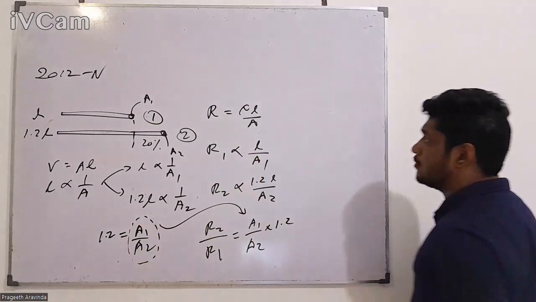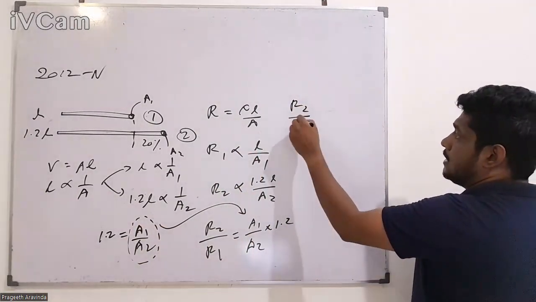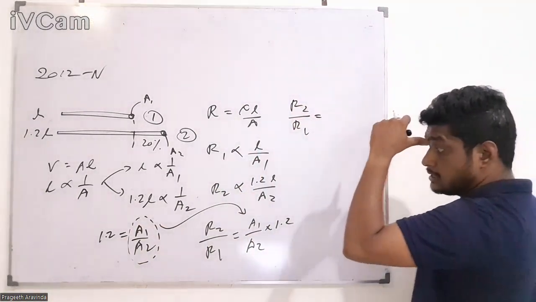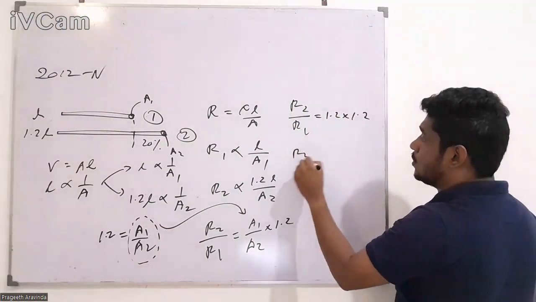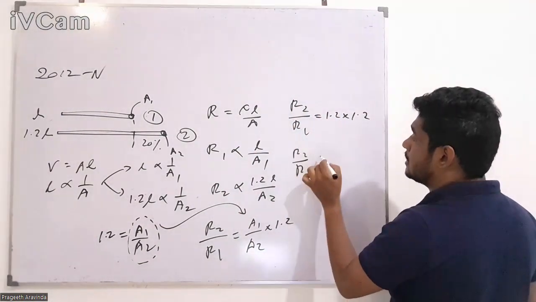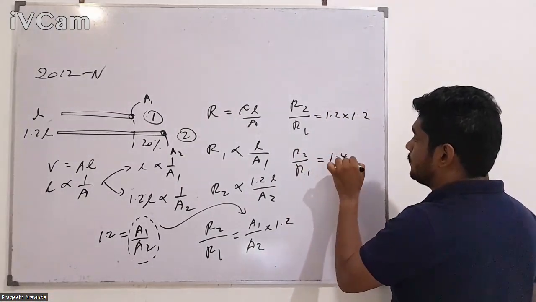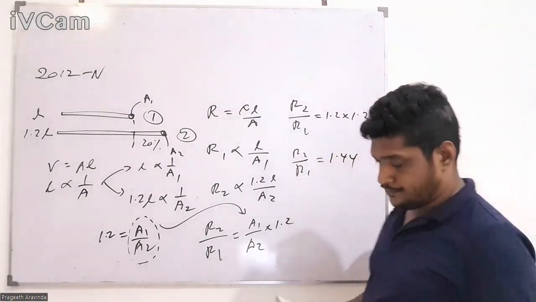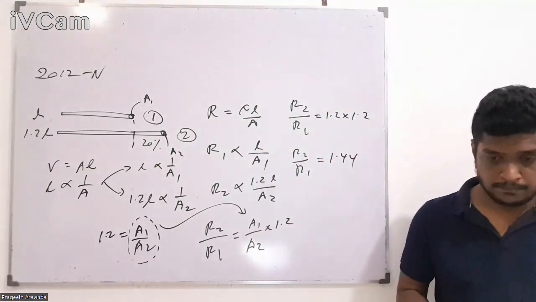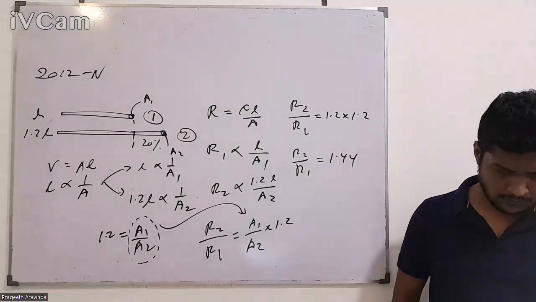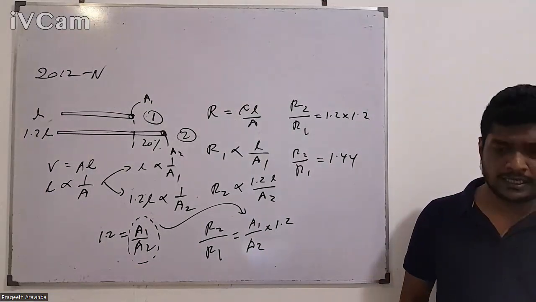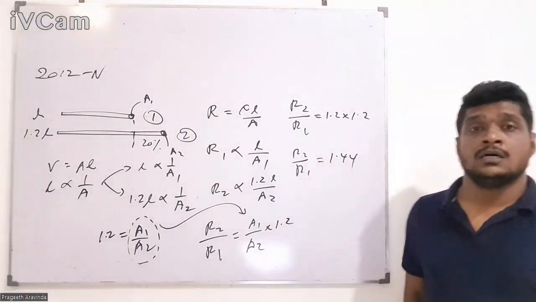Substitute this ratio here. So R2 over R1 equals 1.2 into 1.2. So R2 over R1 is 1.44. So it's the fifth answer. Right.